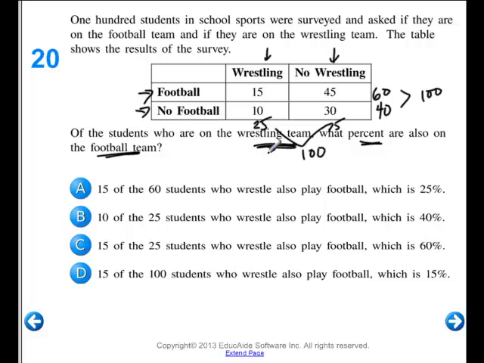Now, of the students who are on the wrestling team, so I'm talking about this column right here. Of the students who are wrestling, what percent are also on the football team? So that's these guys right here. So I have 15 who wrestle and play football out of the 25 total who wrestle. So 15 out of 25 equals what percent out of 100? Well, they're actually giving it to us. 15 out of 25 right here would be 60%. So it makes it easier if I deal with finding these totals first, and then I use the word to determine where in the graph I look for my numbers.